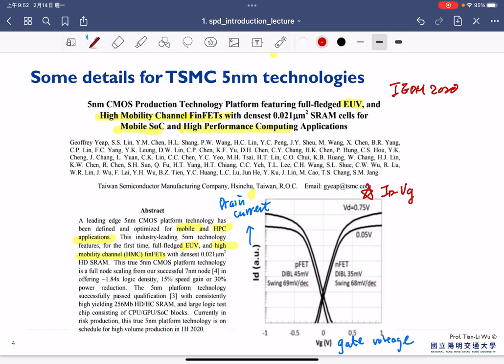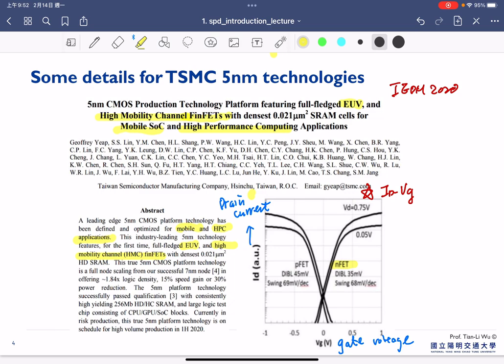This is a very important characteristic that we need to evaluate for the semiconductor device here. And you can see inside this ID-VG curve, they show that there are four curves. For example, on the right-hand side, you can see this is the ID-VG at VD 0.75 volt. And this is the drain current at 0.05 volt. And this is what we usually call the NFET.